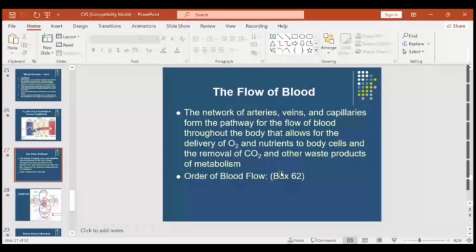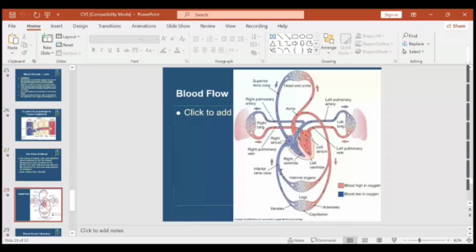The flow of blood, as we said initially, is determined by the principles of fluid flow, and this is still just another diagram repeating the same. We have the pulmonary circulation together with the rest, what you call the systemic circulation.